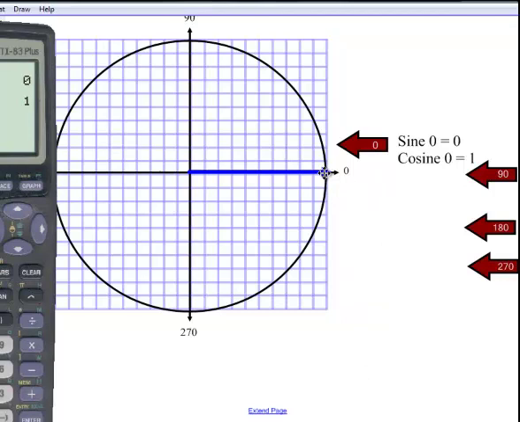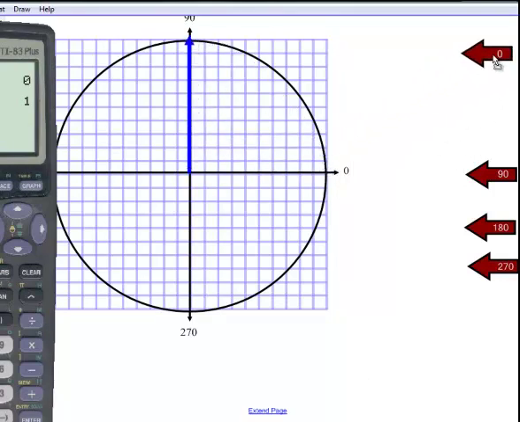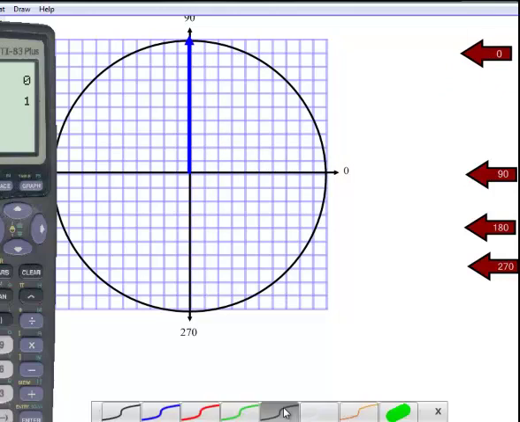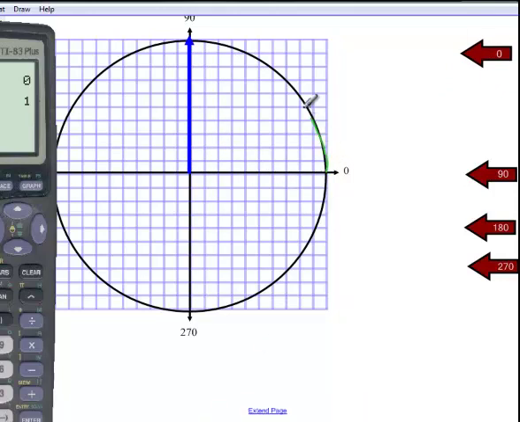Okay, let's move this here. All right, so that is an angle that has opened up 90 degrees. And we can see 90 degrees right up there at the top. So this is the point over 0, up 1. So can you figure out what the cosine of 90 is and the sine of 90 is? Well, the cosine of 90 degrees is the x value, 0. And the sine of 90 degrees is the y value, 1.